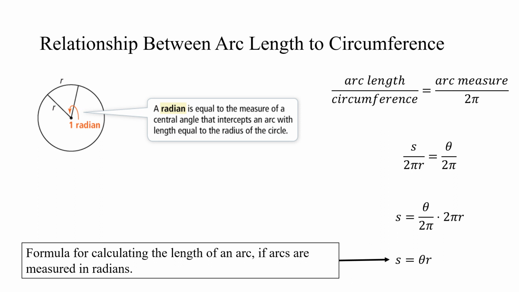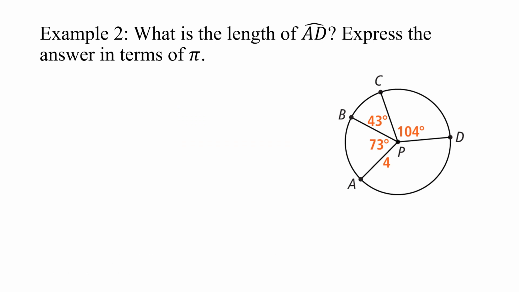And this is the formula for calculating the length of an arc, but only if the arc is measured in radians. Let's take a look at a problem that requires us to apply all of that knowledge. We want to know what is the length of arc AD, and I want to express my answer in terms of pi. According to the diagram, the central angle BPA is 73 degrees, the central angle BPC is 43 degrees, central angle CPD is 104 degrees, but I don't know what the central angle APD is, and that sucks because if I don't know what that central angle is, then I cannot find the arc length AD, because arc length requires you to know the corresponding central angle.